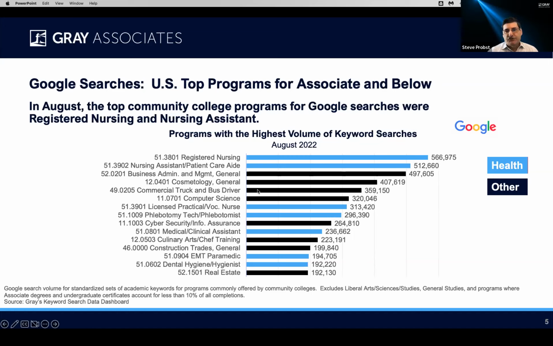CDL training, commercial truck and driver license, is a little tricky because those are very short programs. There's a lot of interest in them, and a lot of hiring. It's one of the few fields where people who apply for the program start getting job offers contingent on finishing it. But short term. So in terms of revenue and actual teaching load, it's very limited. Then computer science and cybersecurity, obviously related programs. So that's what's high in terms of searches for people starting to look for an academic program.